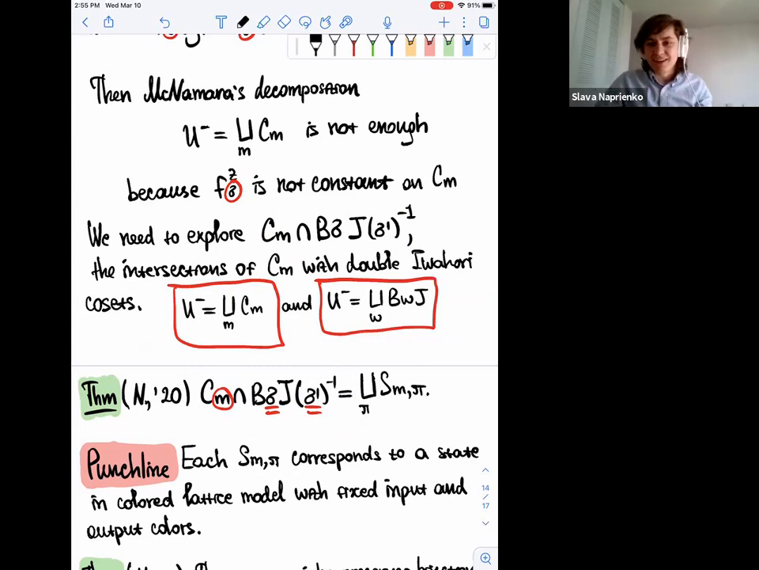So yeah, now I can describe the intersections of McNamara cells with double Iwahori sets, and they correspond to the states of colored lattice models now. Again, I don't know the weights, I don't do anything. I just look at the geometry of the decomposition corresponding to my Whittaker function, and it gives me the right objects.